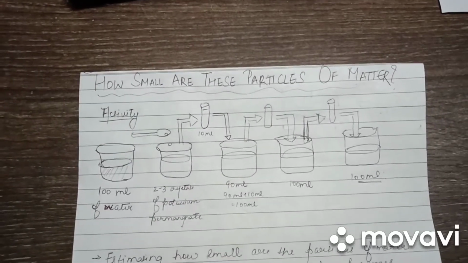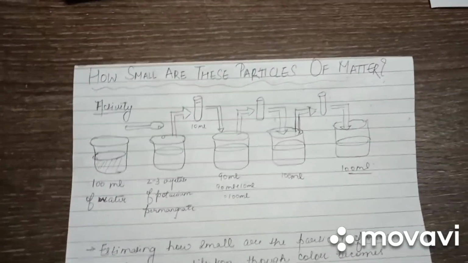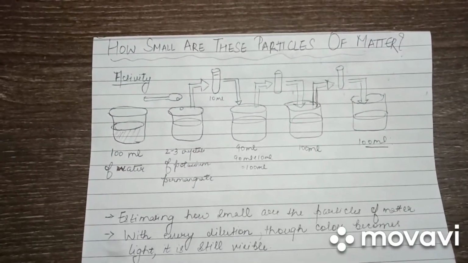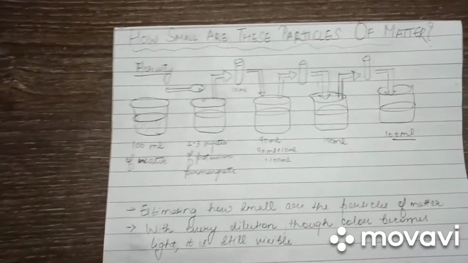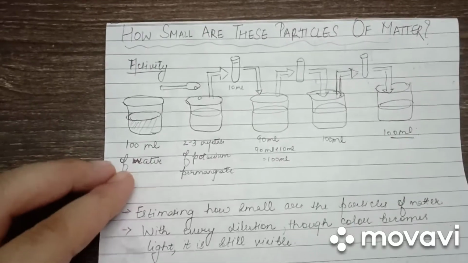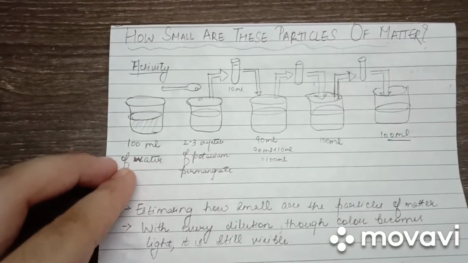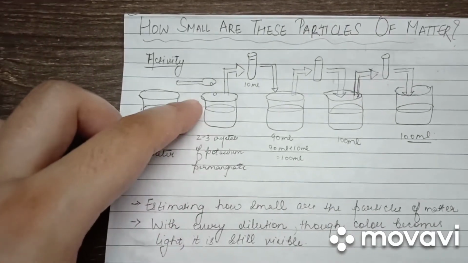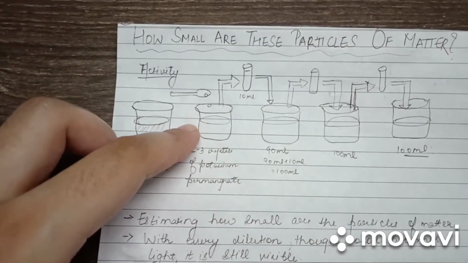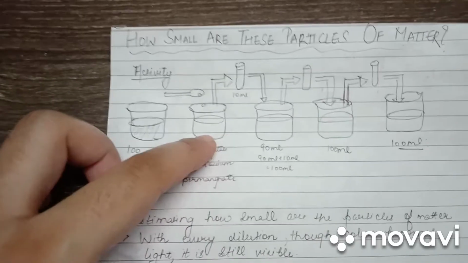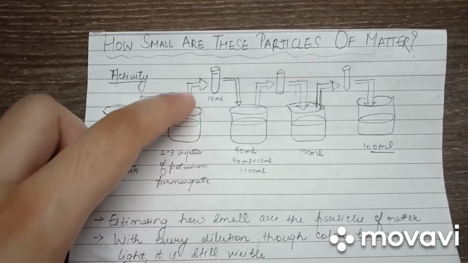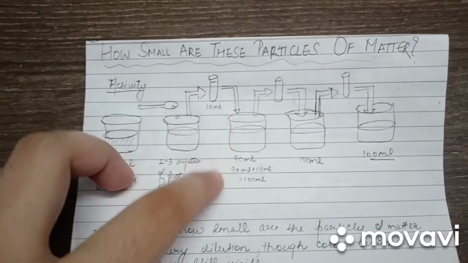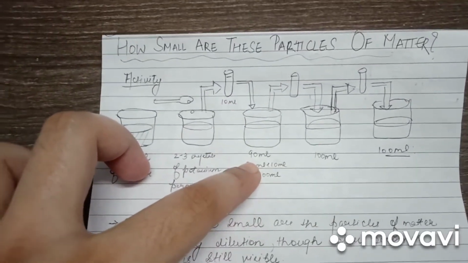We may wonder, how small are these particles of matter? Well, to study it, let us carry out an activity. Here we have considered 100 ml of water. Now, we add 2-3 crystals of potassium permanganate to this 100 ml of water, as a result of which we obtain a colored solution. From this colored solution, we separate out 10 ml and add it to a clear 90 ml of water.